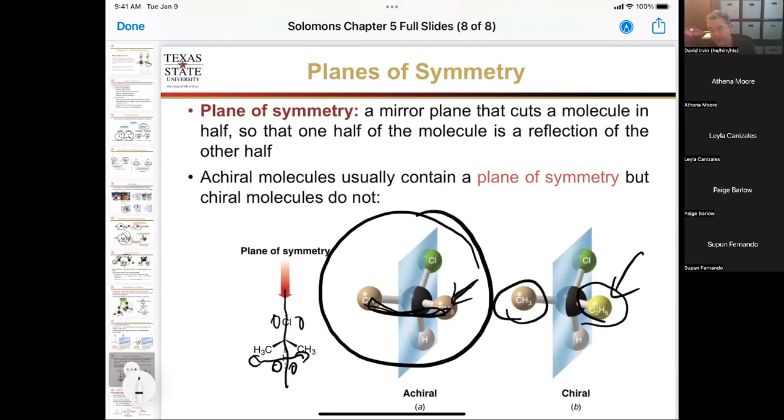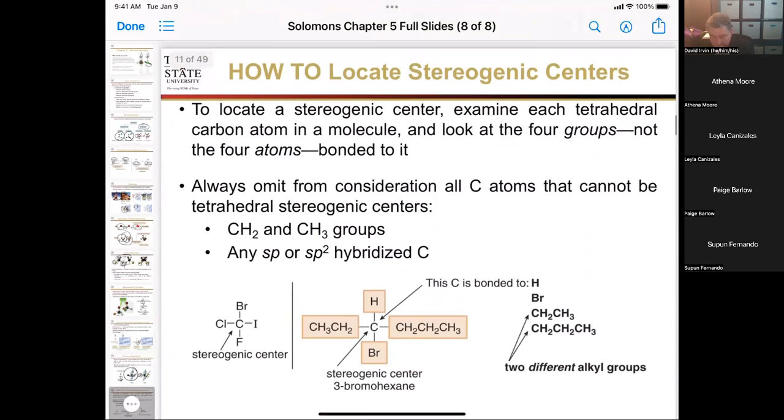CH3 and C2H5, sorry, the ethyl group is not the same as the methyl group, and therefore it's different. It is a chiral compound. All right. So how do we find stereogenic centers?